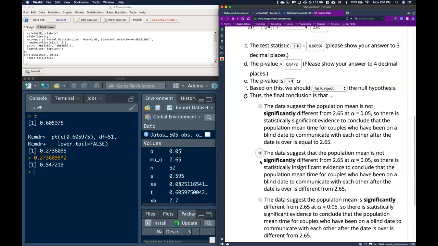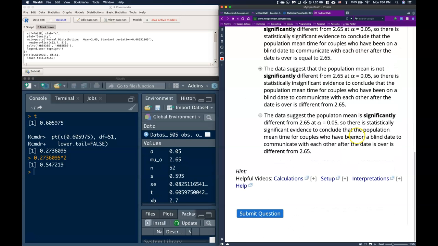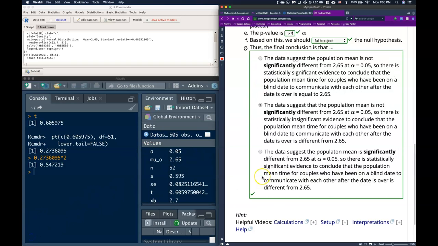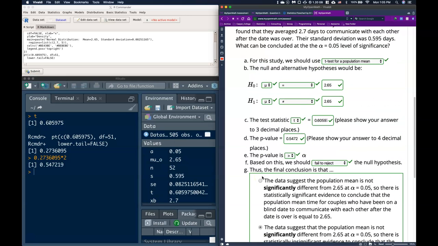And it's this one. The reason is because we can't make the conclusion that it is exactly equal to 2.65. It's just that we haven't gotten enough information. There is statistically insignificant evidence to conclude that the population mean time for couples who have been on a blind date to communicate with each other after the date is over is different from 2.65. Okay, so that is how we would go about doing this question. And if we submit it, we can see that, yep, we were able to answer this one correctly.